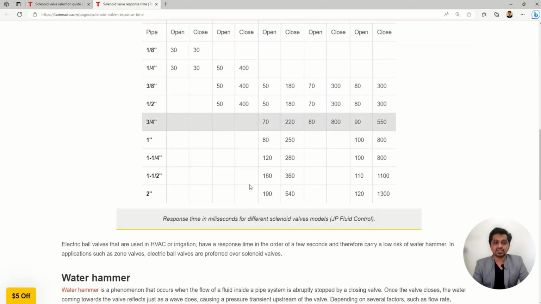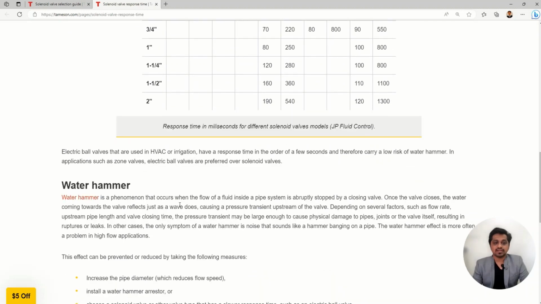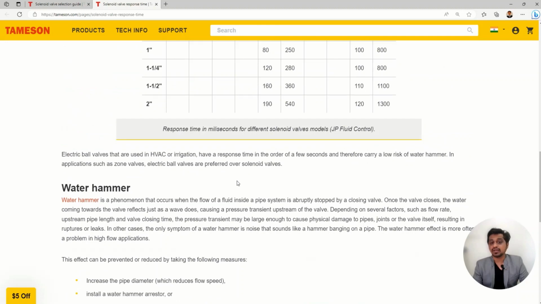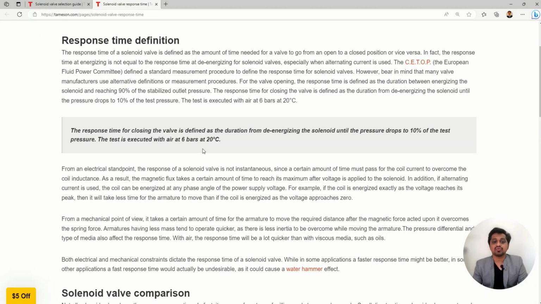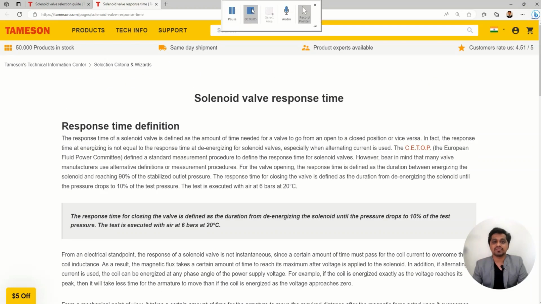And then some water hammer effect. They have mentioned if the valve timing is very short, it can cause a huge problem in case of the water hammer effect, right? So this is all about the response time of the valves and how it is defined and how it affects your application and all those things. While selecting the valve, you must check what the response time of the valve is. It is mentioned in the catalogs, so you should check out these things before selecting the valve.